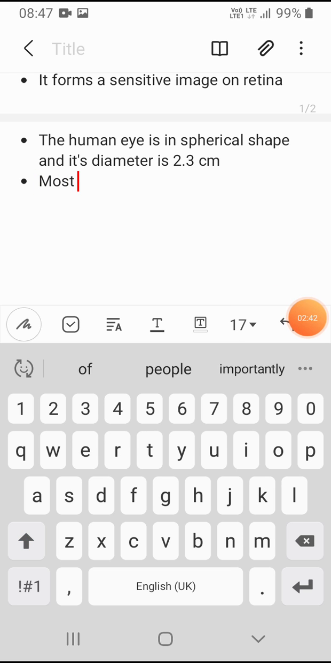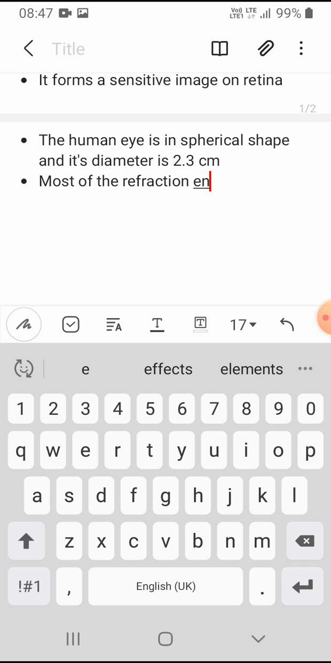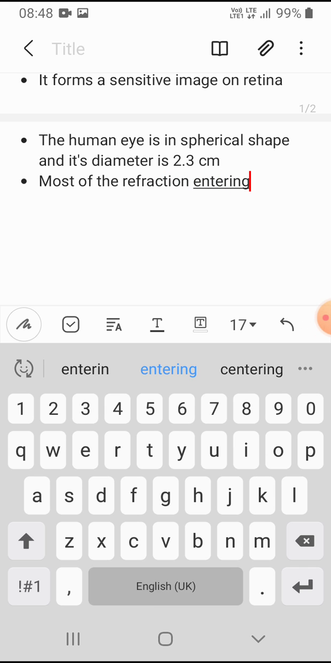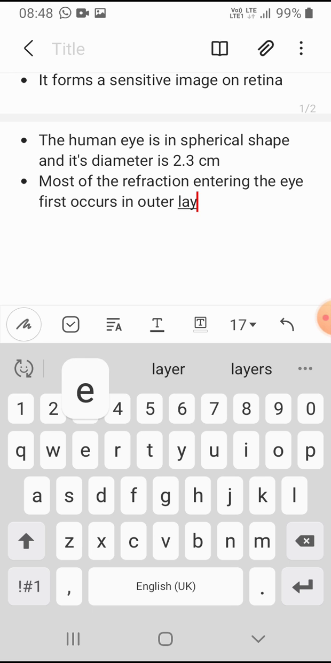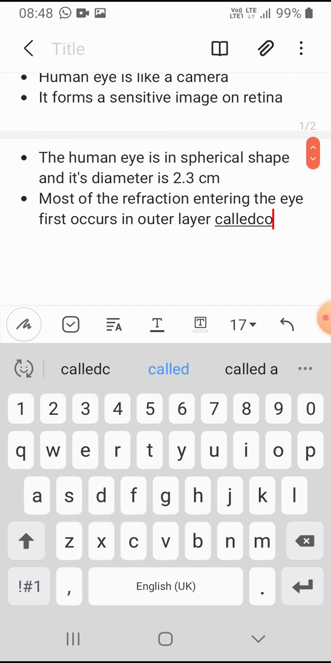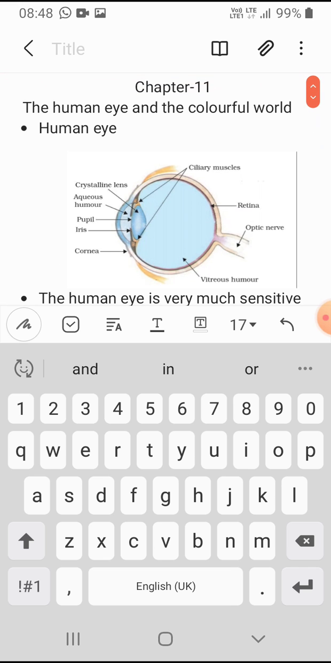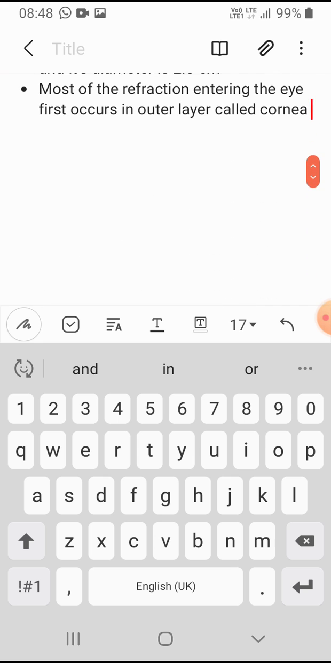Most of the refraction of light entering the eye first occurs in the outer layer called the cornea. So here you can see, it first forms the refraction at the cornea.